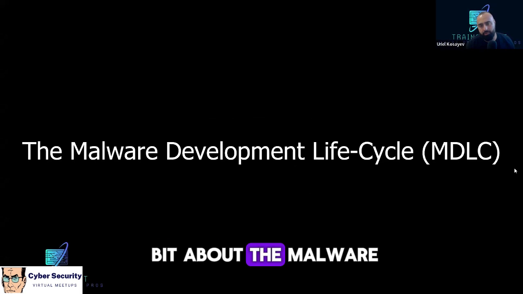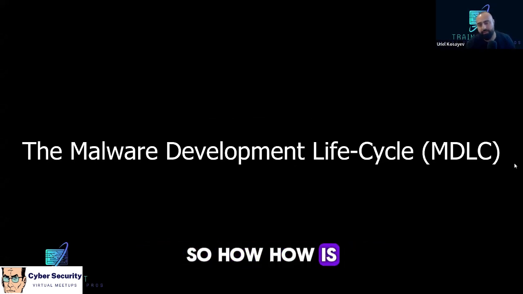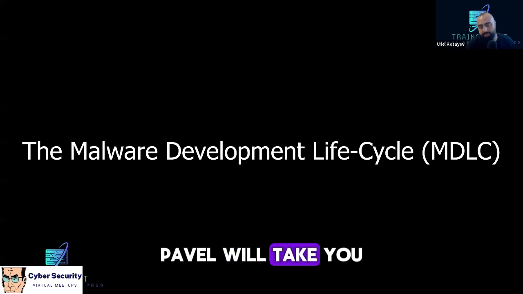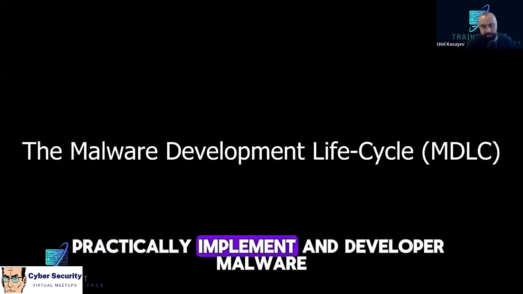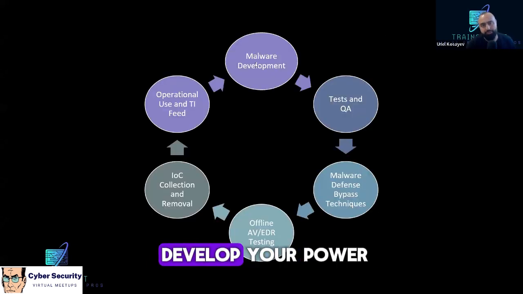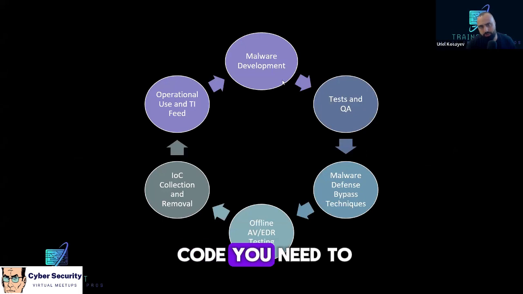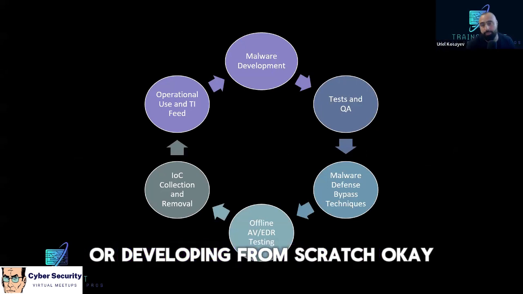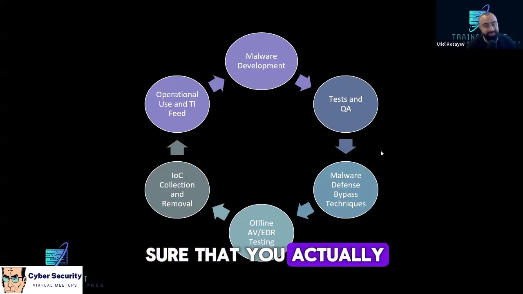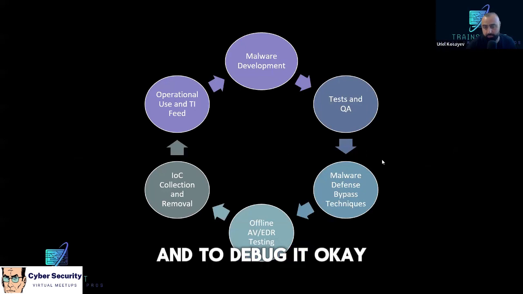Let's talk a little bit about the malware development lifecycle. So how is malware developed at a high level? In the next slides, after my demo, Pavel will take you through how to practically implement and develop your malware based on the techniques that I will show you. So in order to develop your malware, like any code, you need to write the code, whether by using pieces of code from the internet or developing from scratch. Then you go through testing and QA. You want to make sure that you test the code, that it works, and to debug it.